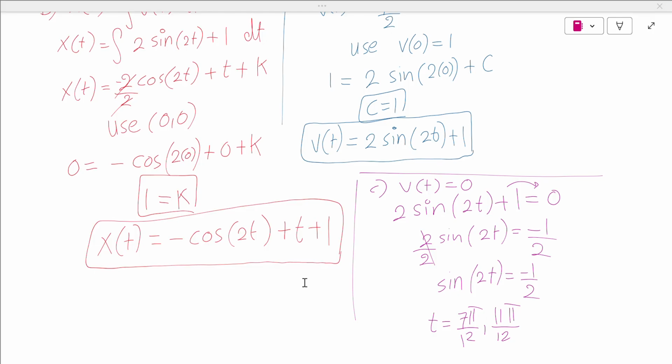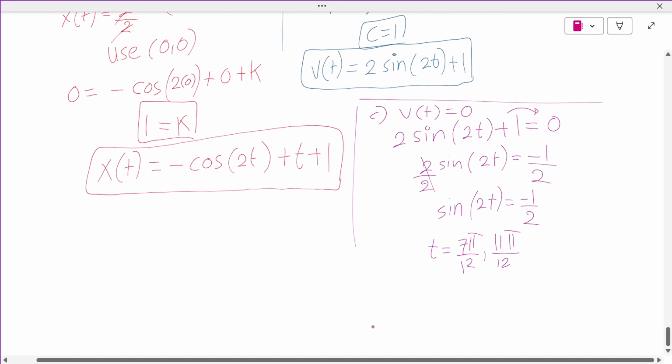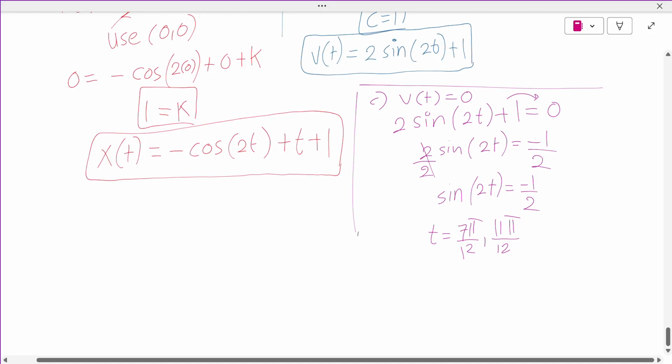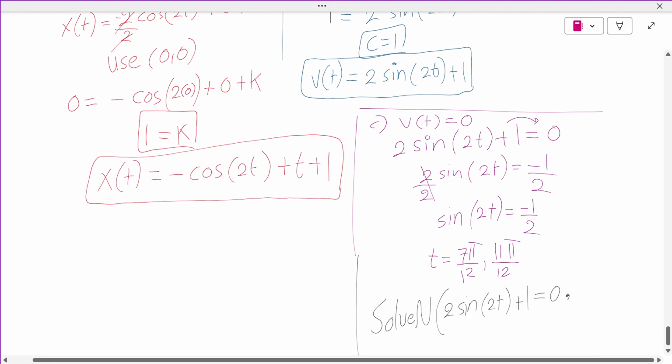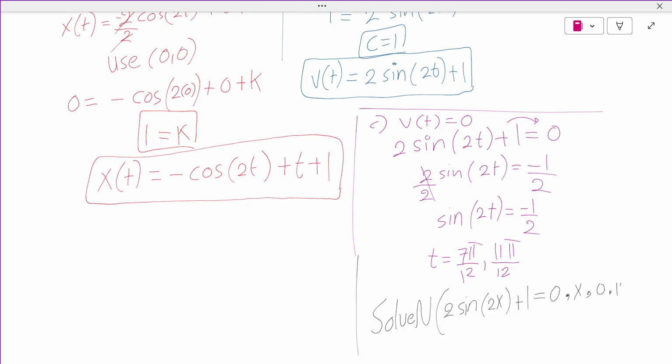So let me give you another, a simple technique using the graphing calculator in which you can get those two values. You know, most of you already know what I'm going to explain. So 7 pi over 12 and 11 pi over 12, how did we find them? Your graphing calculator has a solve function, right? You open a bracket. Now you write the velocity equation, which is 2 sine of 2t plus 1, set it equal to 0. Now comma, this is the setup in your graphing calculator. Well, in our calculator we don't have t, but we have x, so make sure you use x here, okay? And our variable goes from 0 to pi, and then close your parentheses here.